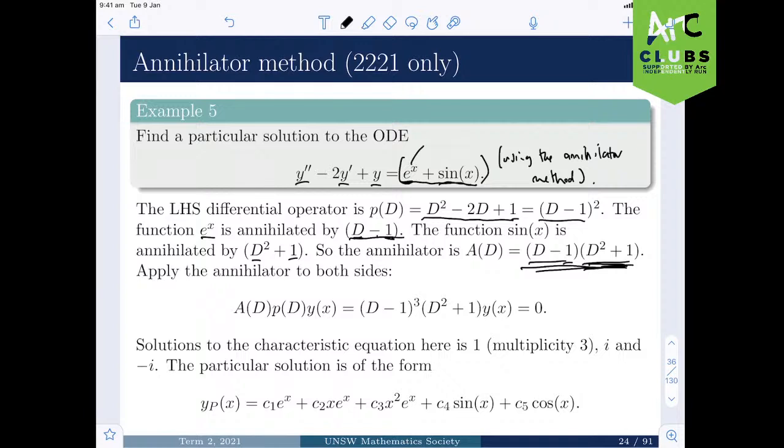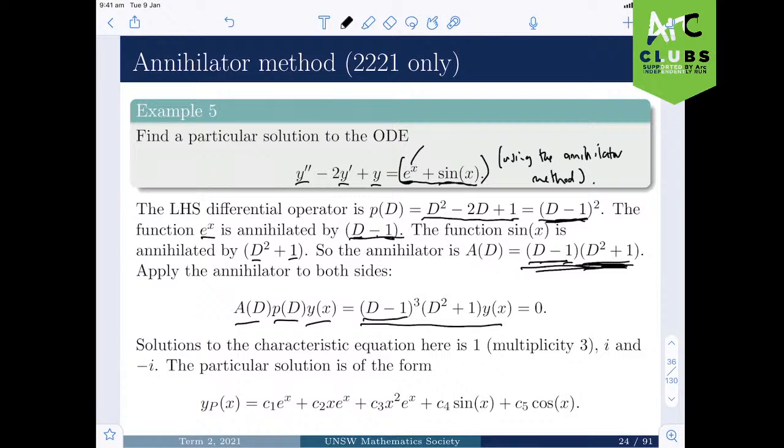Now we apply the annihilator to both sides. So A(D) times P(D) y equals 0, because P(D) was (D minus 1) squared and A(D) has a (D minus 1). So (D minus 1) cubed times (D squared plus 1) y equals 0.